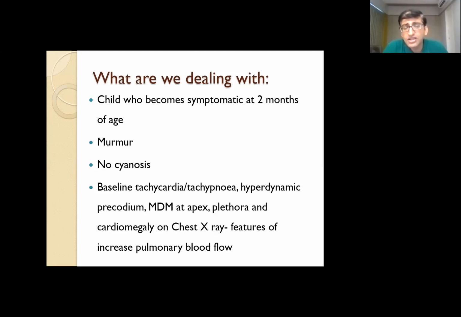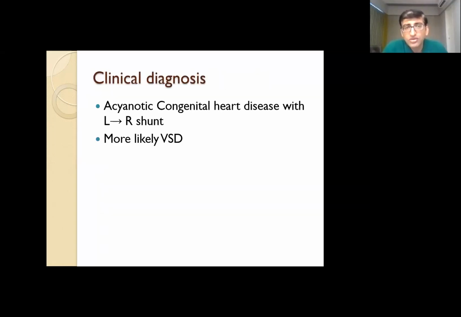And since this group of symptoms, tachycardia, tachypnea, hyperdynamic precordium, cardiomegaly, plethora, these all are features of increased pulmonary blood flow. So this increased pulmonary blood flow occurs in acyanotic heart disease, namely left to right shunt. So our clinical diagnosis is acyanotic congenital heart disease with left to right shunt.